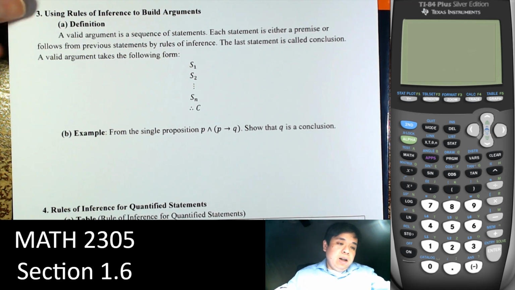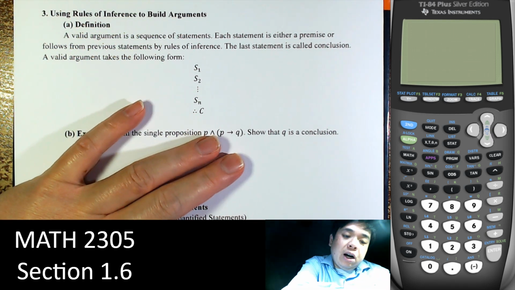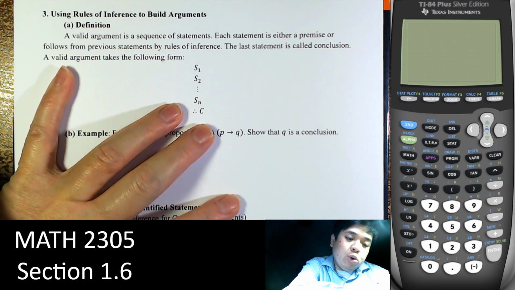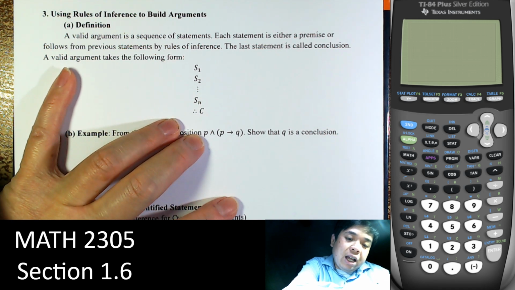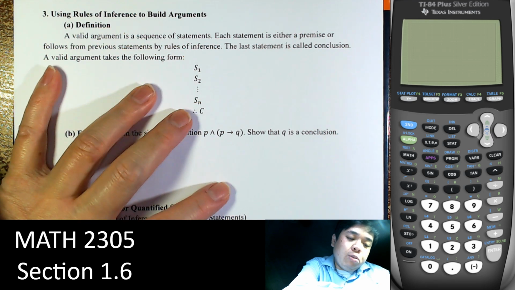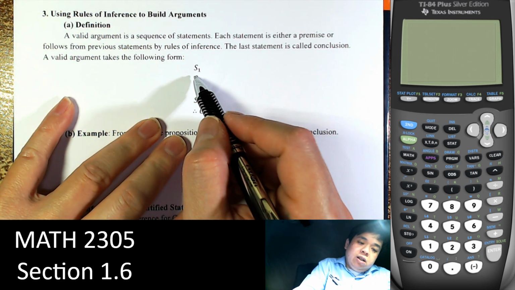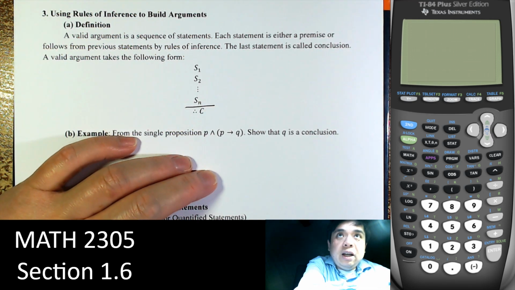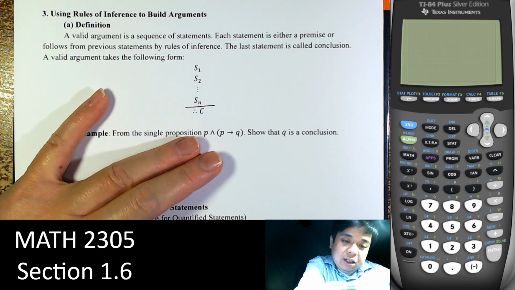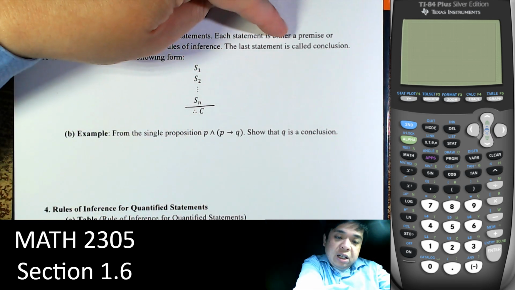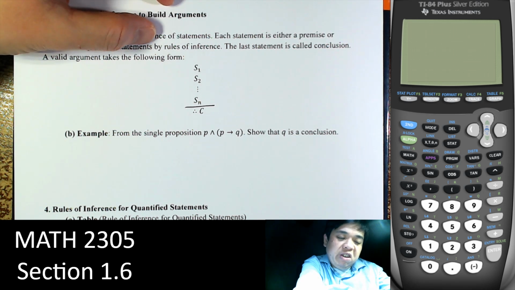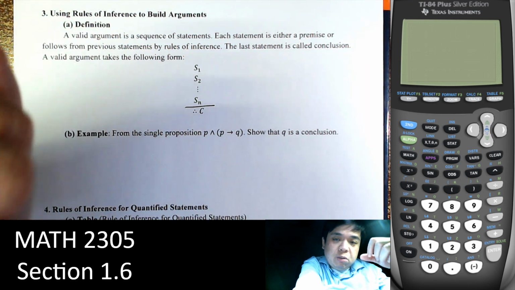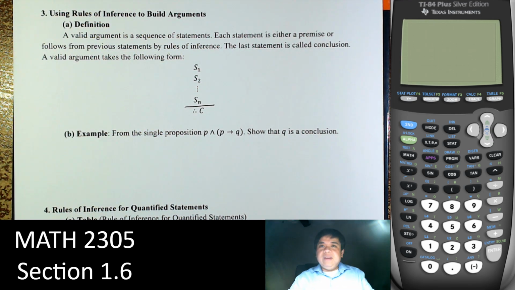Next, a valid argument is a sequence of statements. Each statement is either a premise or follows from the previous statements by a rule of inference. The last statement is called the conclusion. A valid argument takes the form, so we have a bunch of statements, and each statement is either a premise or follows from the previous statement, so that may be another premise or implied from the previous statement. Right, so we see how that works.